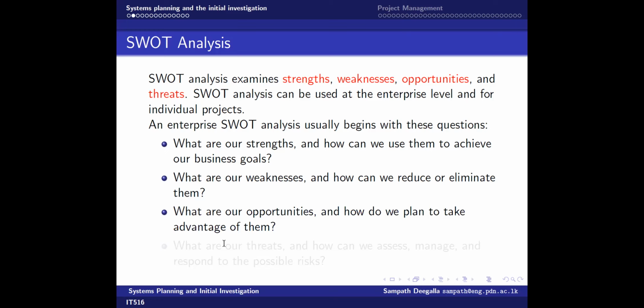And what are our opportunities, and how do we plan to take advantage of them? There are a lot of opportunities. Like I told you, being far from Colombo is a disadvantage, but now we have more space. How can we get the advantage of this?